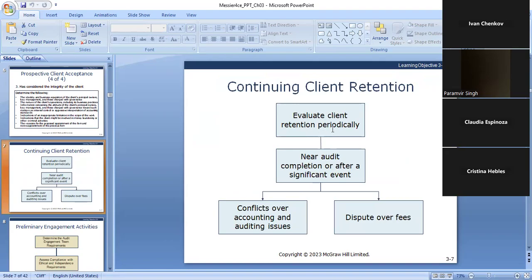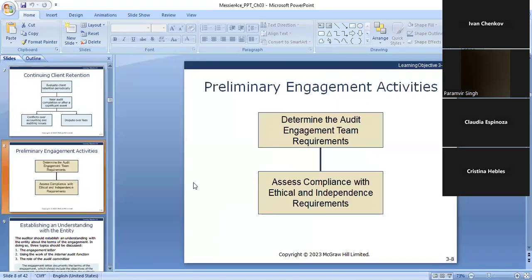Then we're going to evaluate the client retention. If we're dealing with a continuous client, we're going to evaluate client retention periodically. And near the audit completion or after a significant event, we're going to check for conflicts over accounting and audit issues and disputes over the fees. But that's only if there's a massive change in the environment, so that will be any significant events that might happen at the client.